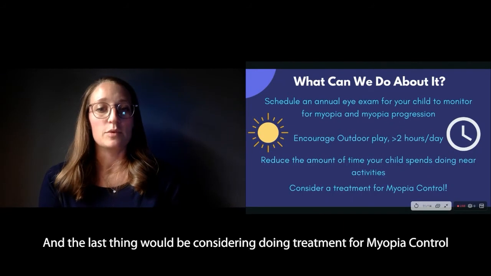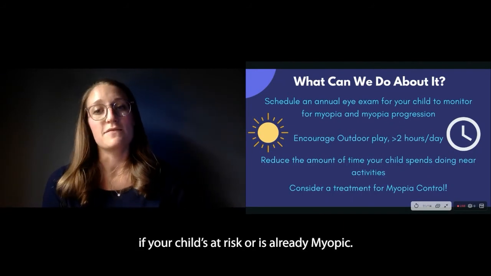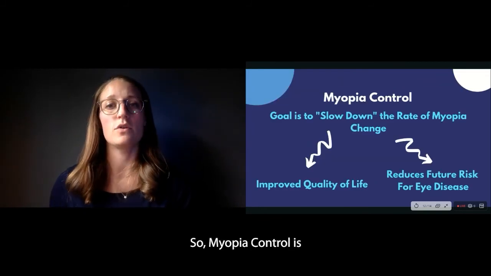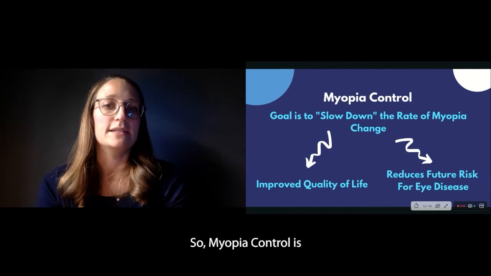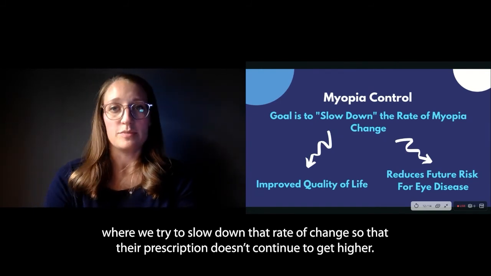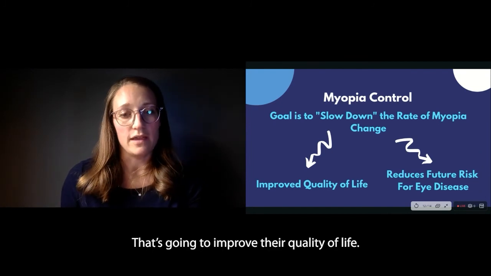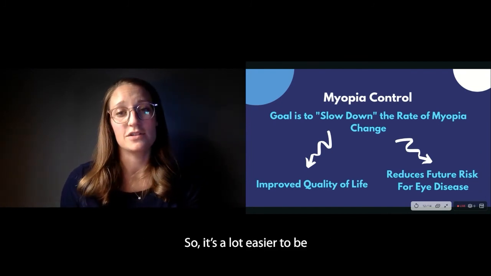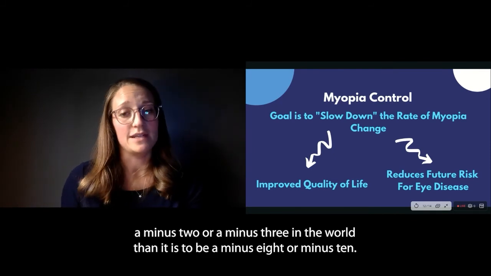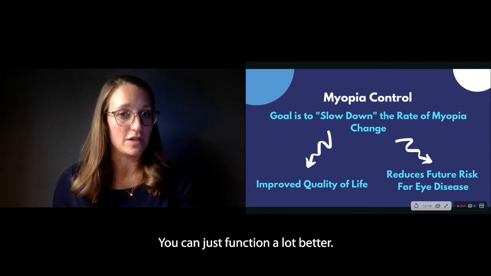And the last thing would be considering doing some treatment for myopia control if your child's at risk or is already myopic. So myopia control is where we try to slow down that rate of change so that their prescription doesn't continue to get higher. And that's going to improve their quality of life. So it's a lot easier to be a -2 or a -3 in the world than it is to be a -8 or a -10. You can just function a lot better.